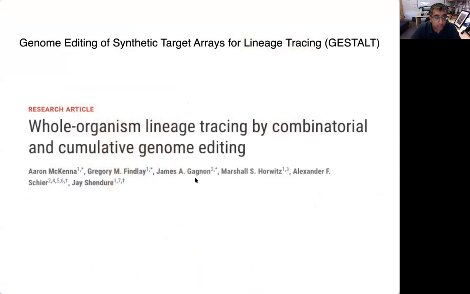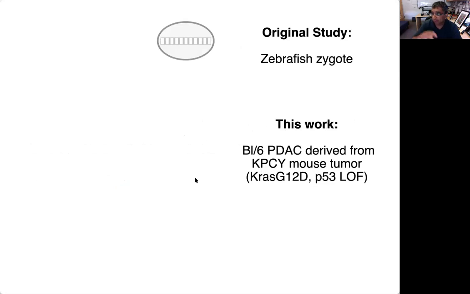And so the broad context here is just about this idea of reconstruction relates to this method that Aaron developed in my group a number of years ago in collaboration with Alex Shear's lab. That we called genome editing of synthetic target arrays for lineage tracing, or GESTALT as an acronym. So to give you an idea of how this works, in the original study, which I won't really talk about today, we were applying this to development, but the work I'll talk about today, we're applying it to cancer, but the concept is basically the same.